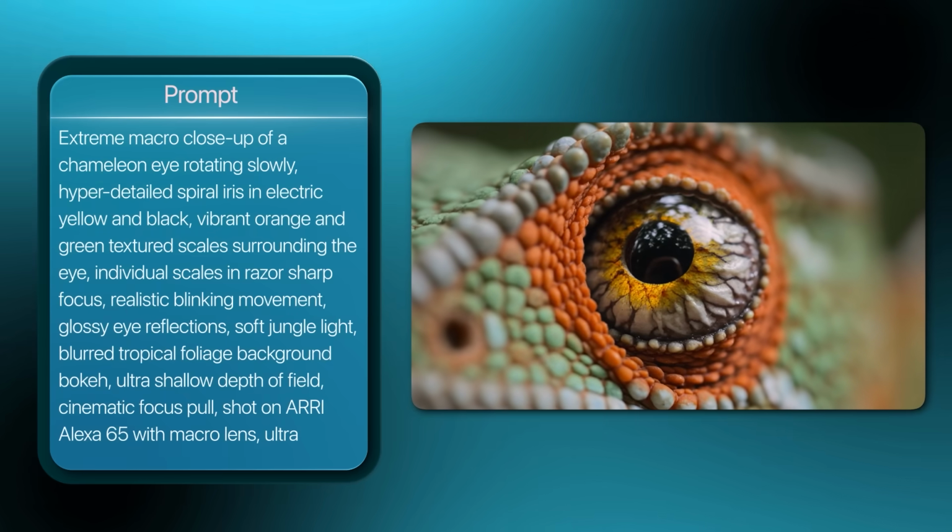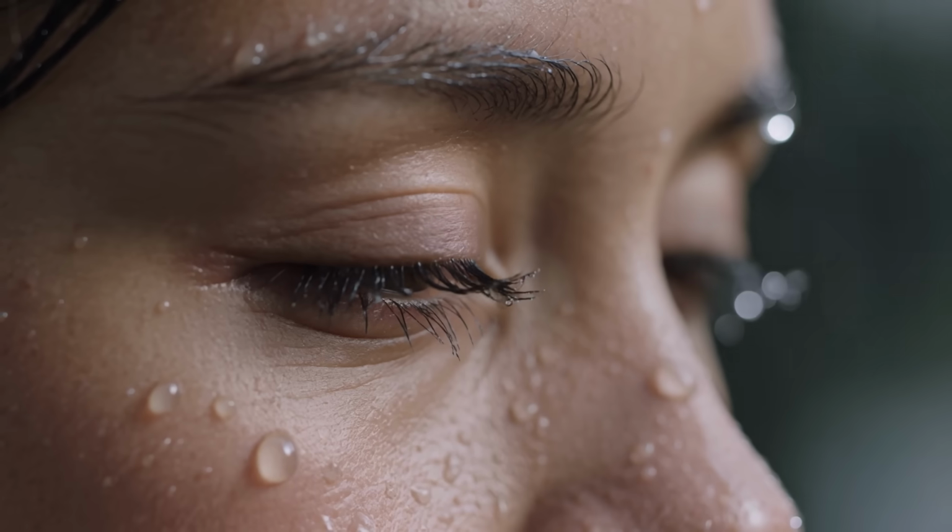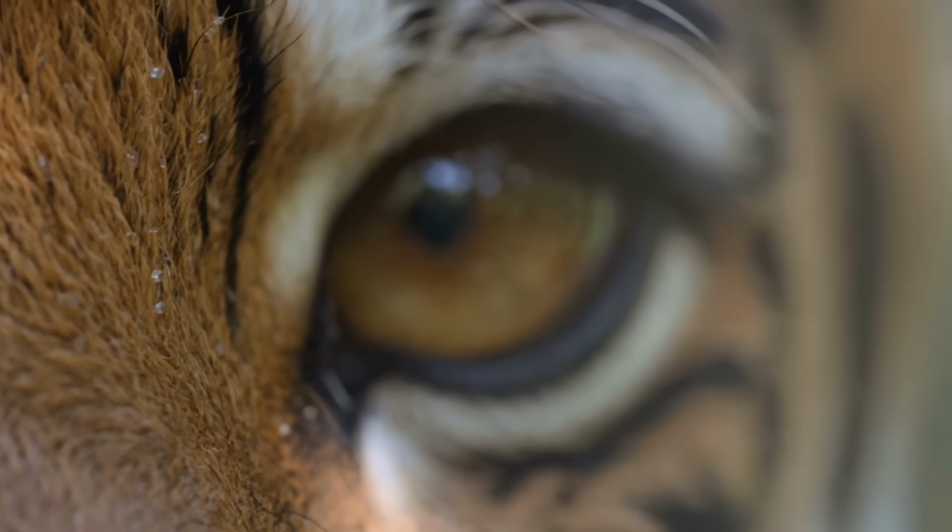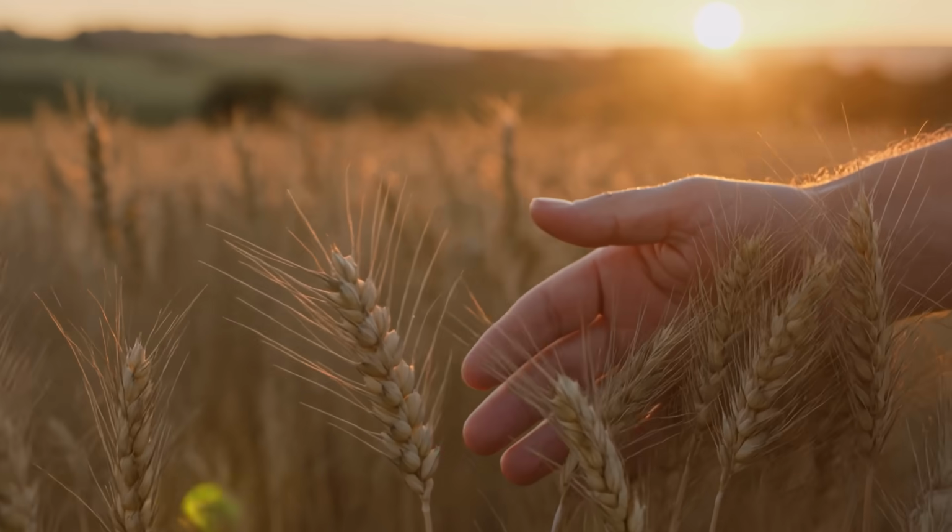So when we put it all together, here's what an actual filled out version of this template looks like. This is the exact prompt we used to generate the tiger eye shot earlier in the tutorial. Every single piece of the template is filled in. And the result is a shot that genuinely looks like it was filmed on a real cinema camera, not generated by AI.